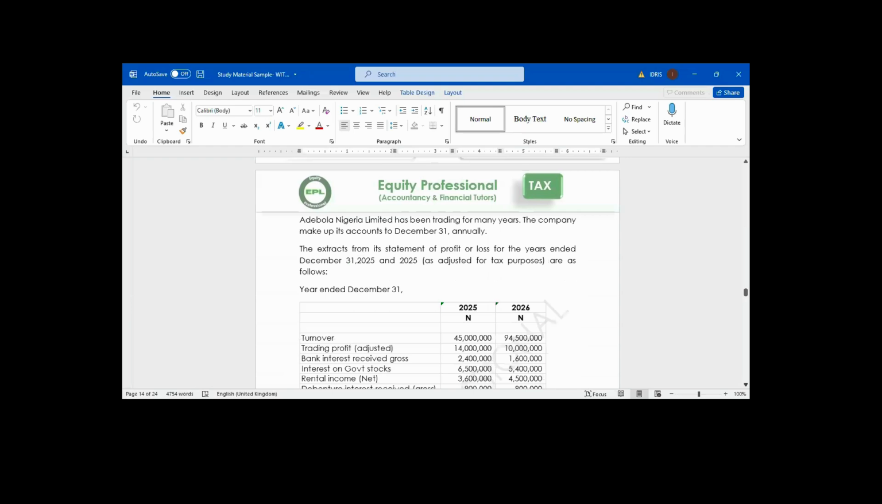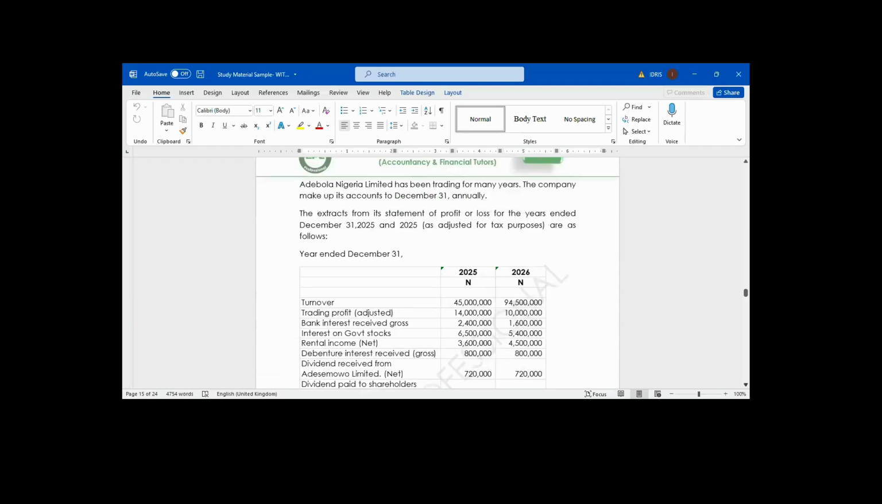For question 5, Adebola Nigeria Limited has been trading for many years. The company makes up its accounts to 31st of December annually. The extract from the profit and loss account for the years ended 31st December 2025 and 2026, as adjusted, is as follows. For 2025 and 2026, we are given the turnover.